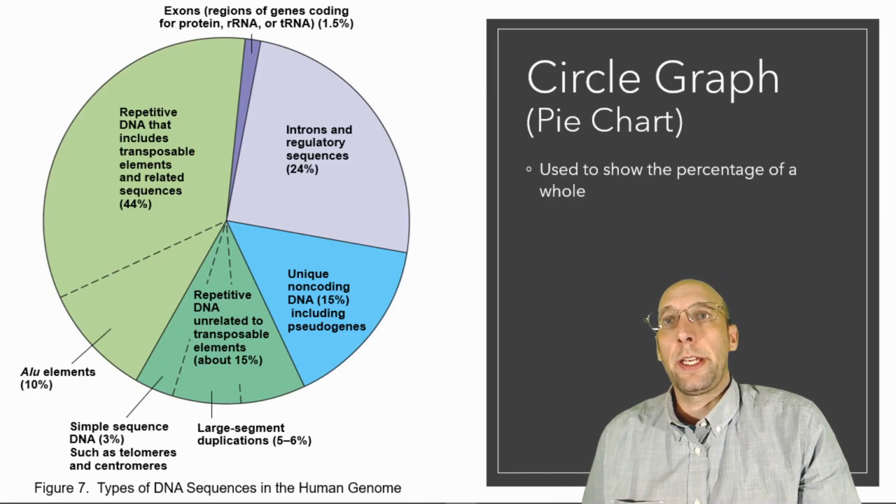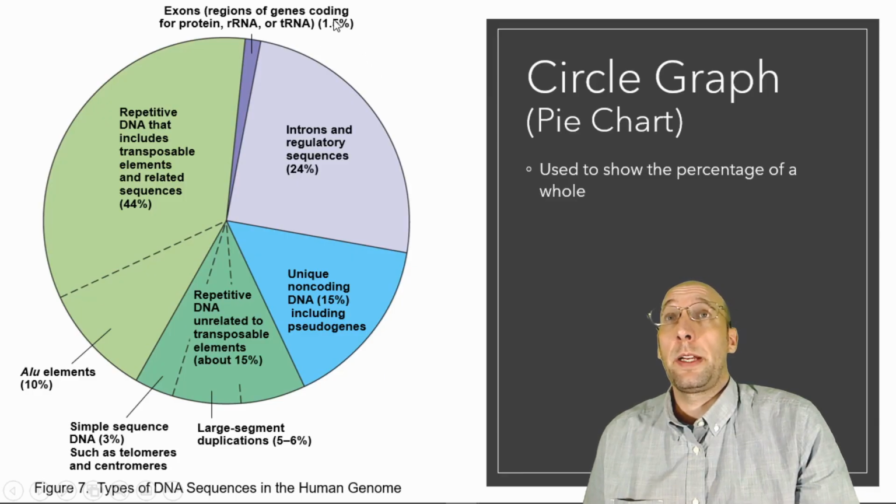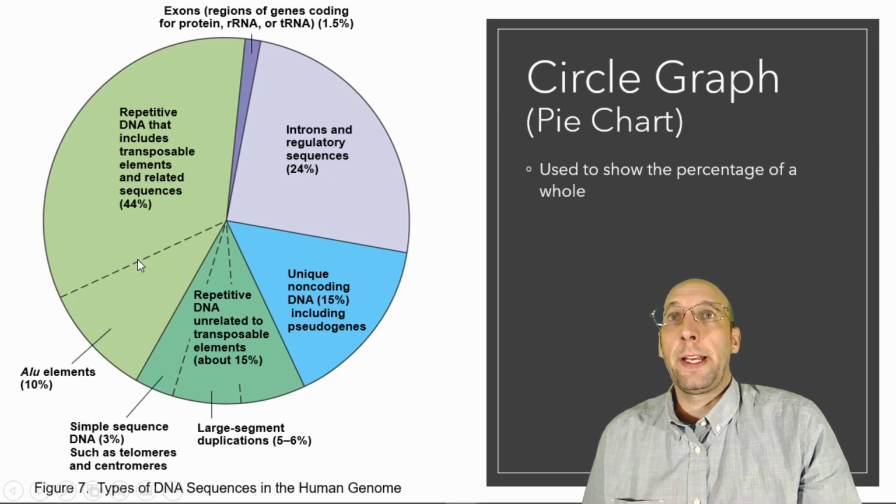This shows the percentage of different DNA sequences in the human genome. Really quick, what's really interesting about this is it shows that very little, 1.5%, is actually used for coding proteins. Most of the rest of this information, a lot of it is repetitive and used for regulating these genes.